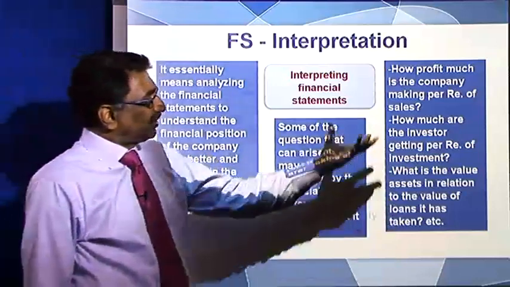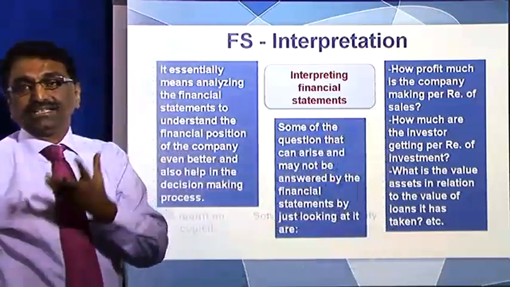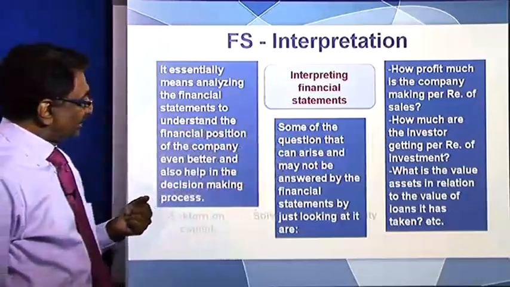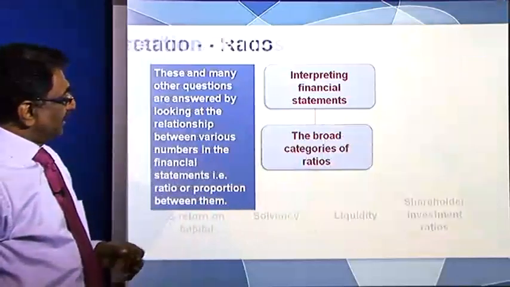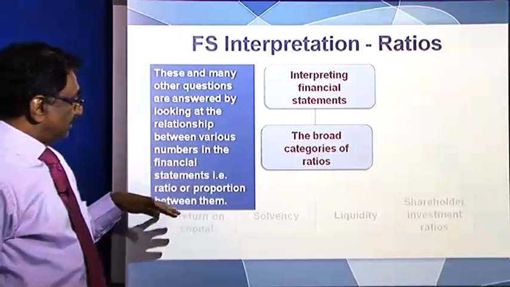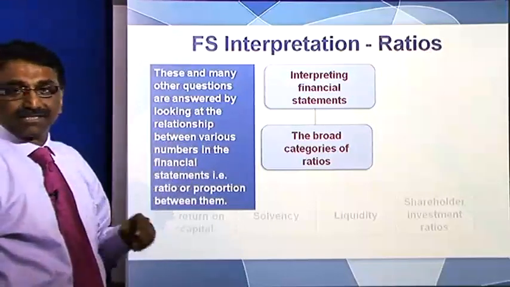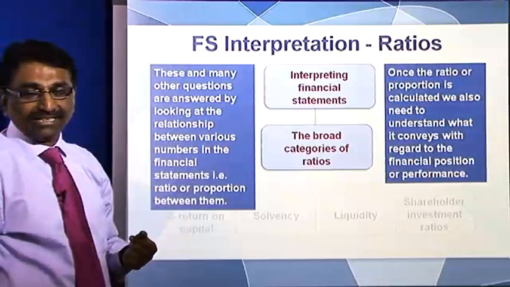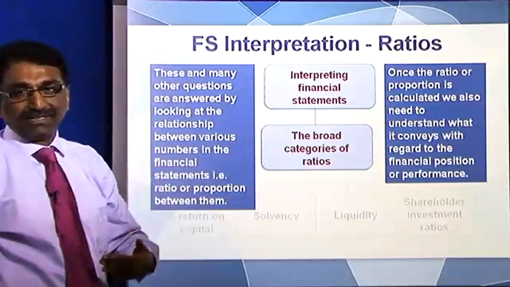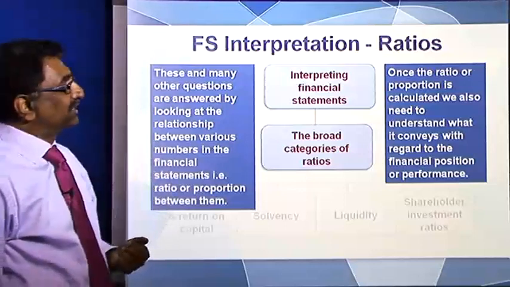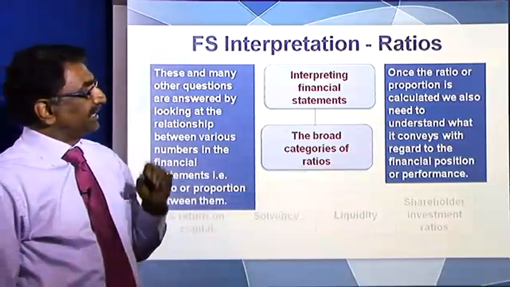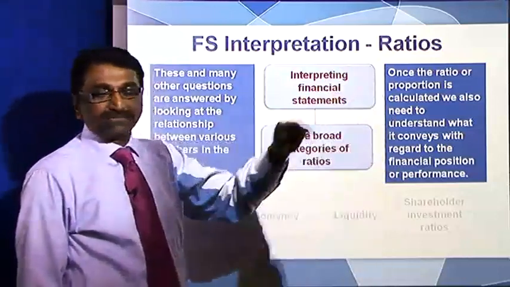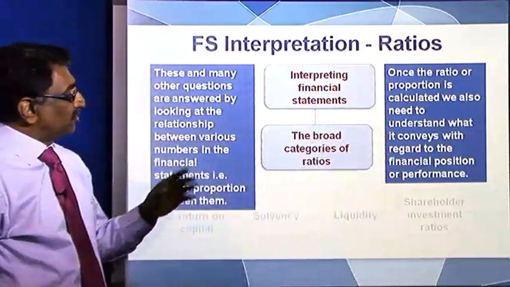So we do a comparison between the various numbers available in the financial statements, and that technique is called ratio analysis. It is essentially looking at the proportion or ratio between numbers within the financial statements and arriving at an interpretation of various aspects which otherwise are not available to us just by glancing through those statements. As I mentioned, understanding what the statements convey about financial position or performance is very important, and for that purpose we use ratio analysis.